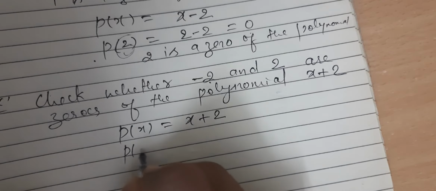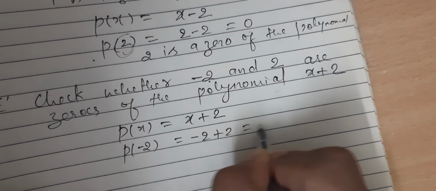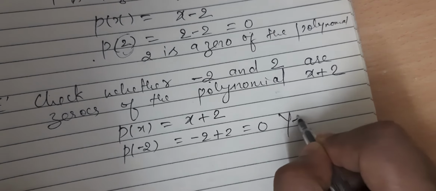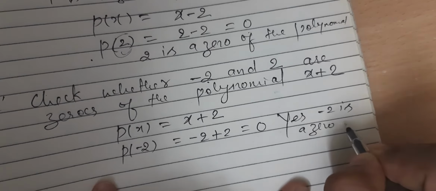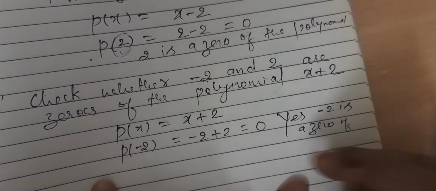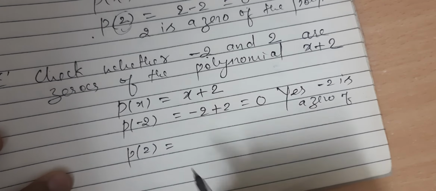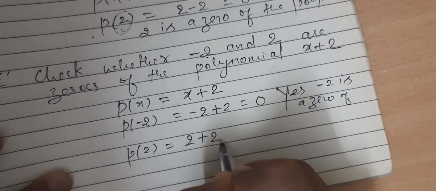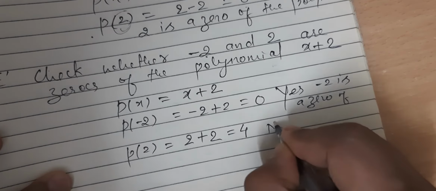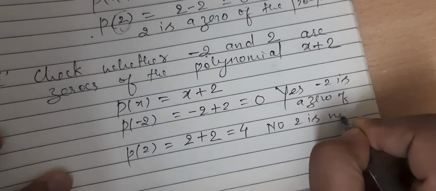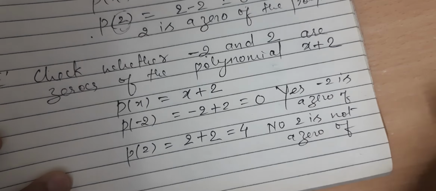So first we will put x equals to minus 2. When you put x equals to minus 2, you will get minus 2 plus 2, which is equal to 0. So we will write, yes, minus 2 is a 0 of the polynomial. Okay, next number is 2. When you put x equals to 2 in the polynomial, you will get 2 plus 2, which is equal to 4, and this 4 is not 0. So we will write, no, 2 is not a 0 of the polynomial.